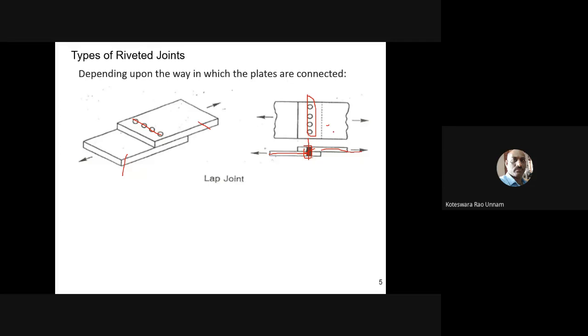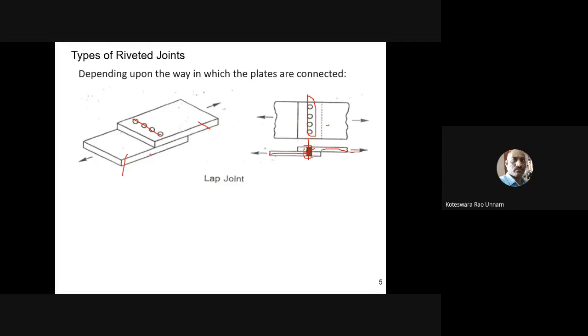Suppose I have more than one row. If there are 2 rows, I'll call it a 2 row or double row lap joint. If 3 rows are there, triple row lap joint, something like that. Based on the number of rows also we can classify whether it is single row or double row. The classification we are discussing first is lap joint and butt joint.